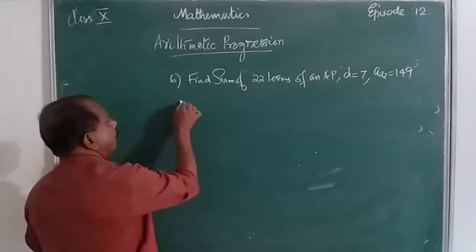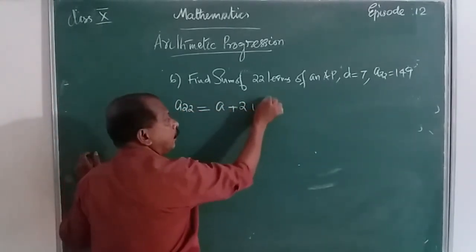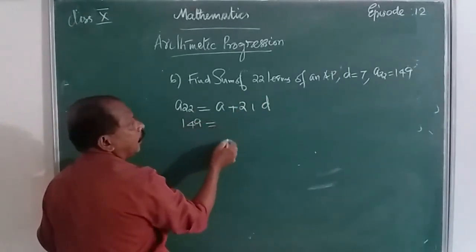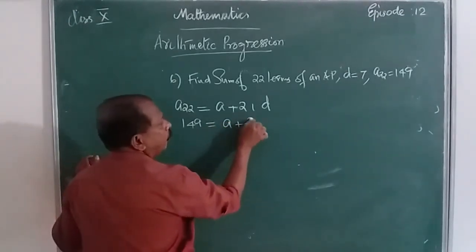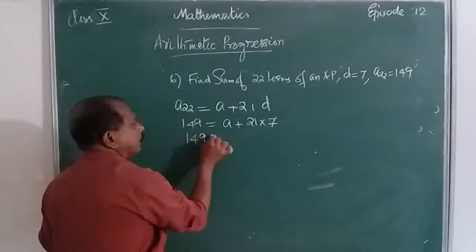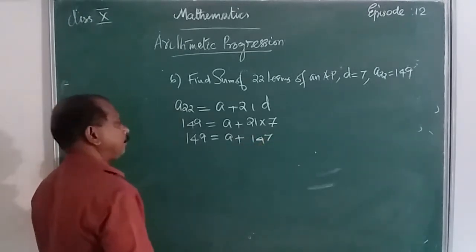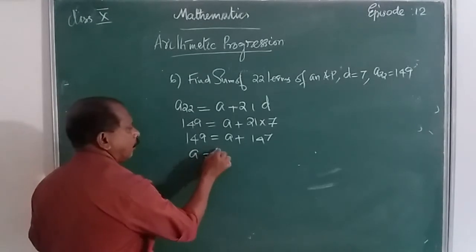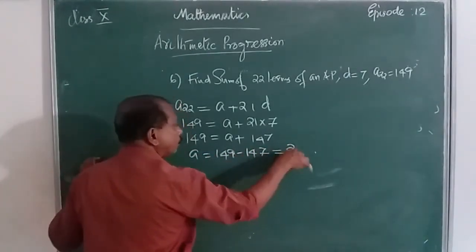Therefore, A22 is equal to what? A plus 21d. A22 is replaced by 149 is equal to A. A is not given, that is A plus 21 into d, it is 7. Therefore, 149 is equal to A plus 147. Therefore, A is equal to 149 minus 147 is equal to 2.